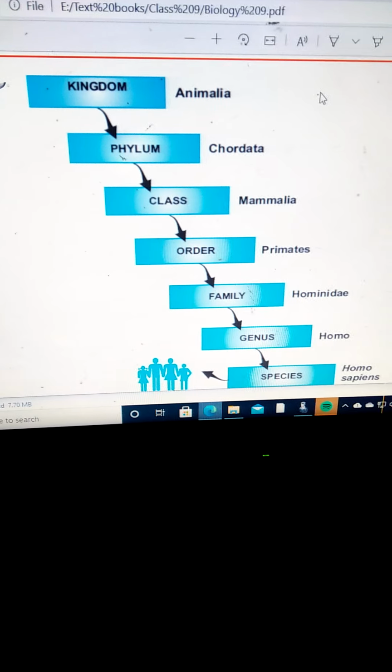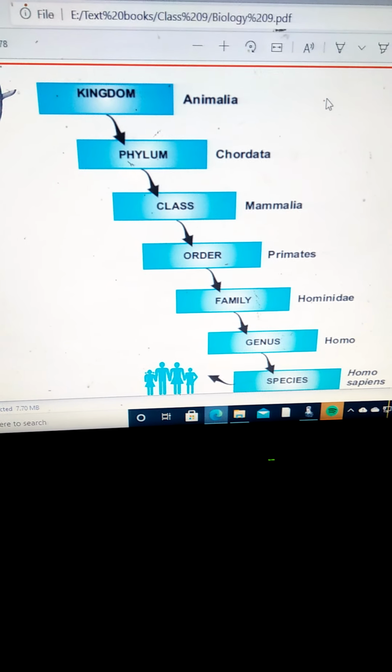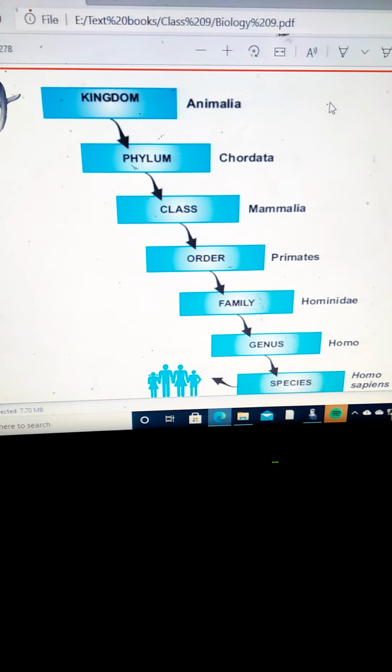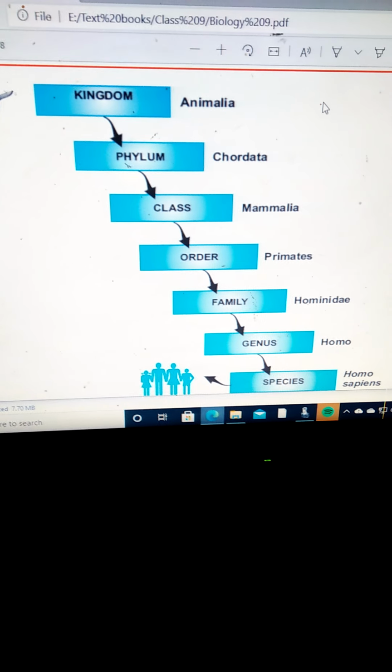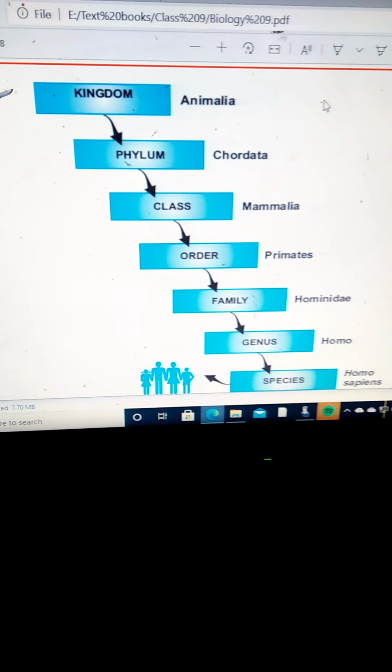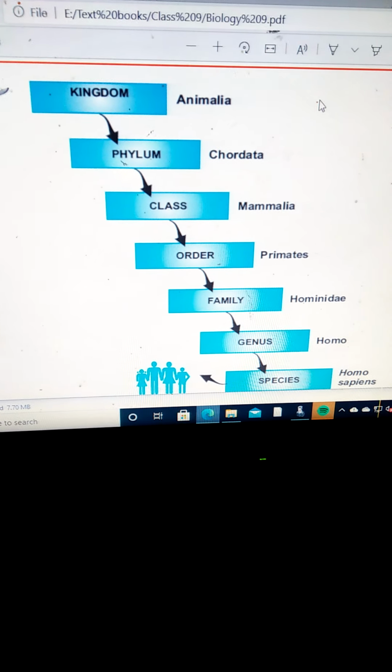In the same way, different organisms have their taxonomic hierarchy, in which we see the biggest category and the smallest category, and different categories that come down the line between the biggest and the smallest. And all these are given specific names.